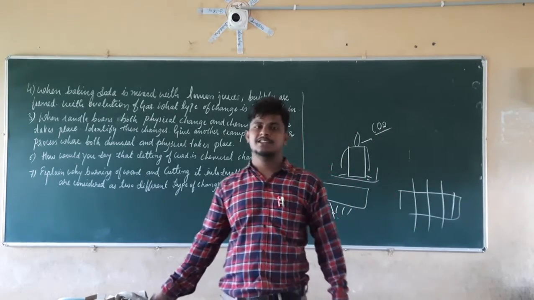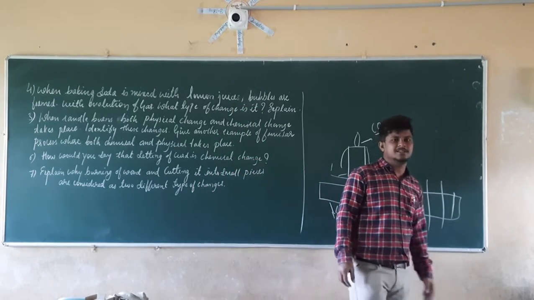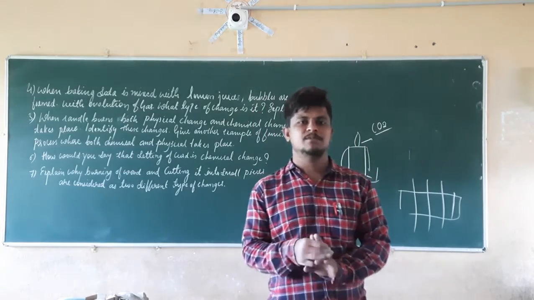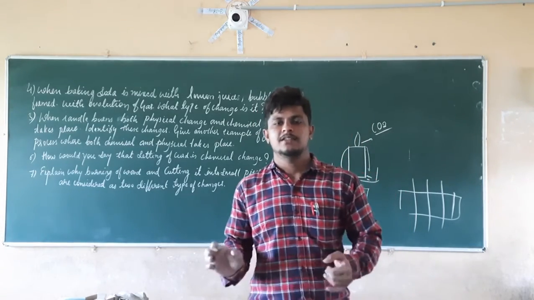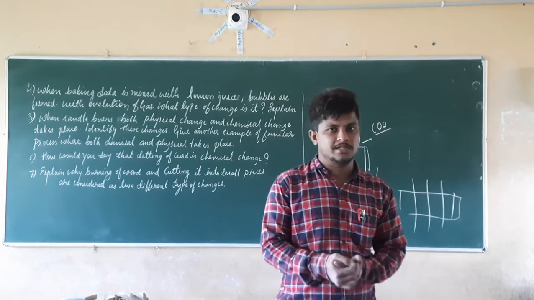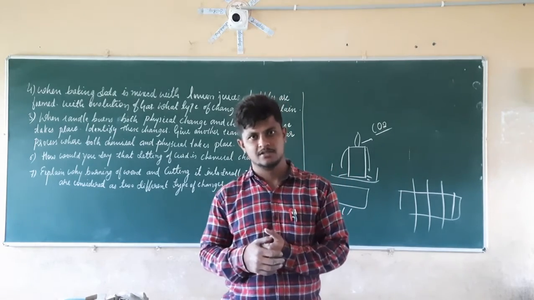By this we can say that burning of the wood as well as cutting of the wood into pieces are two different changes. Why two different changes? Because in one case there is the formation of a new product. In the other case no new product is formed. For that reason, one is a chemical change and the other is a physical change.